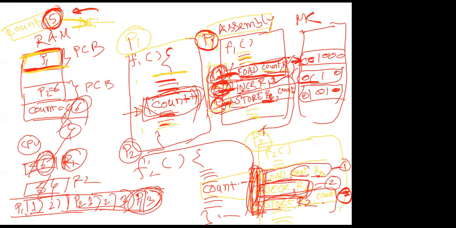Due to the sequence, or due to the preemption of different processes, you may get a different value for shared memory or shared variables. So how can you solve these problems? Now let's see why this problem actually happened. Why did this synchronization problem happen?